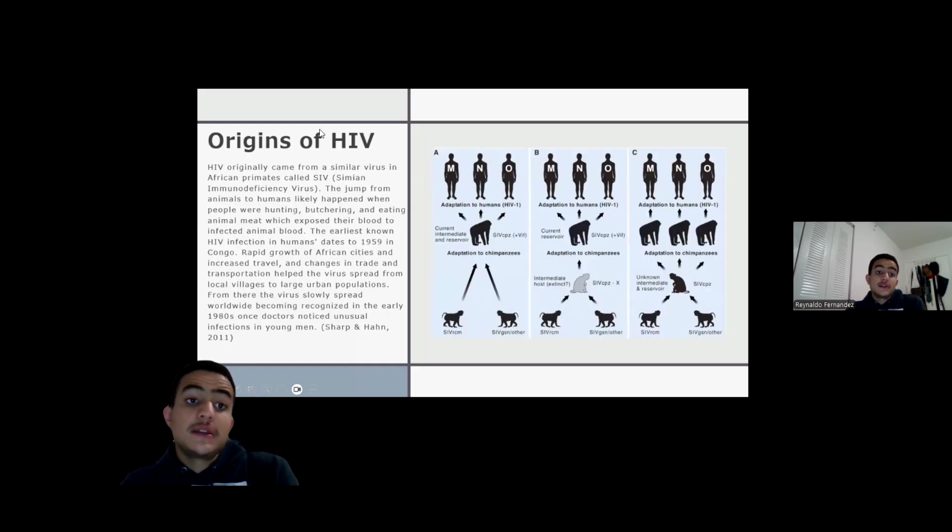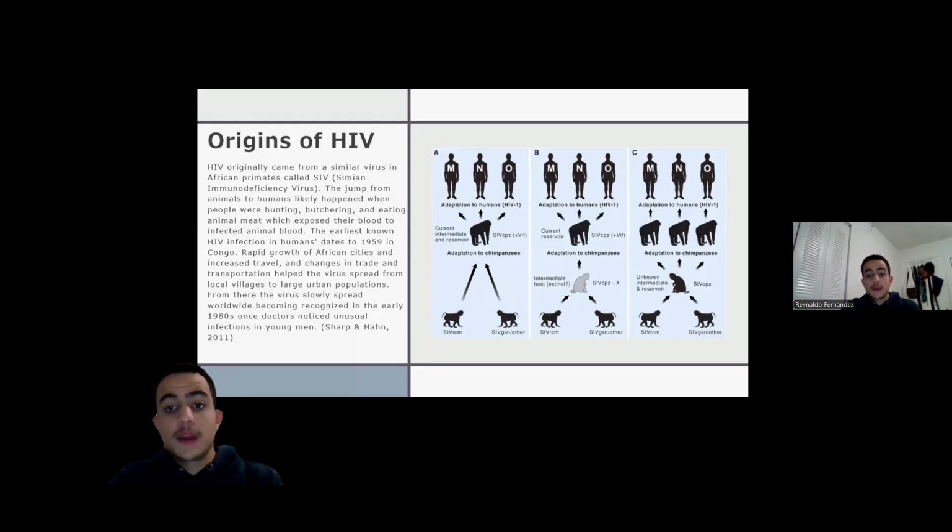Then, this is a very complicated topic, the origin of HIV, because to this day we have an idea of how the virus started, but we don't have a clear explanation of who was the first person to get infected. That is like impossible to know because around 100 years have already passed since they believe that HIV started.